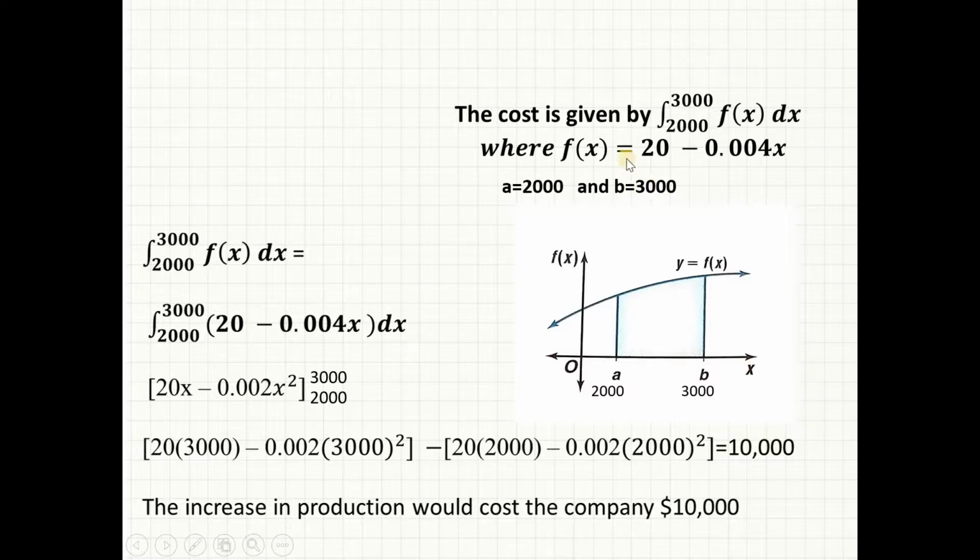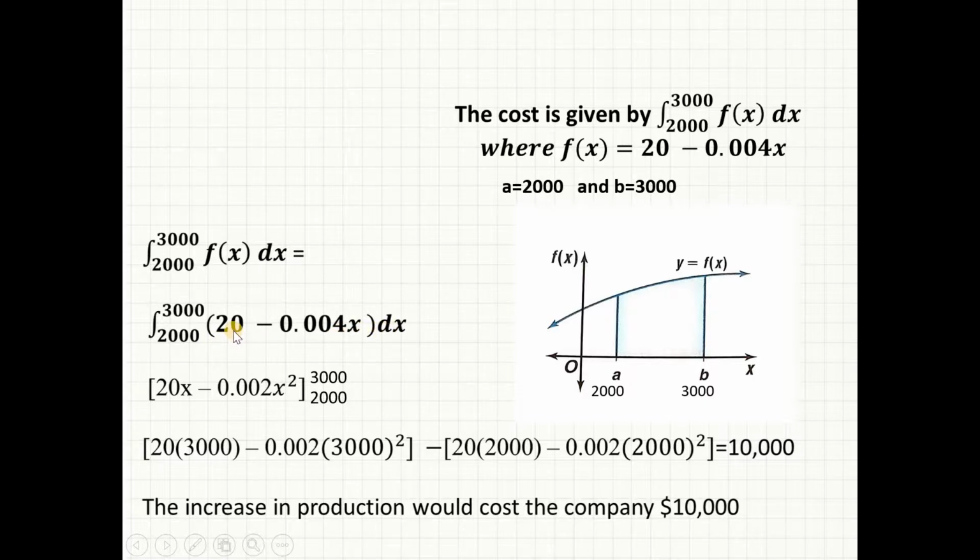So the given function graphically is going to be a graph like that. Because it changes, it's not constant, it's rising. So we have a curve. We need to calculate the cost when we increase from 2,000 to 3,000. It means the area under that curve. I'm going to integrate from 2,000 to 3,000 f(x) with respect to x, of the function 20 minus 0.004x.